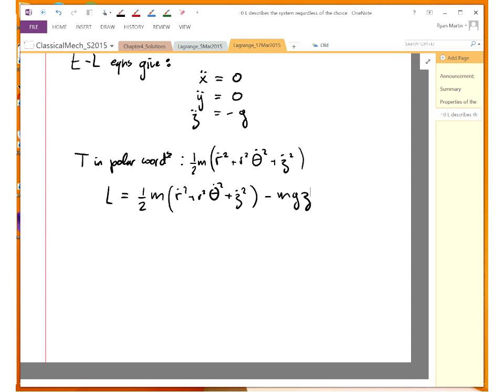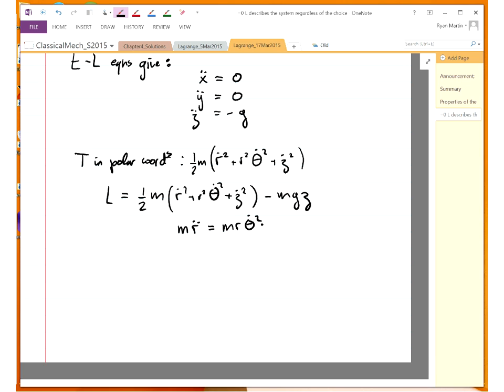And so now if you apply the Euler-Lagrange equation to this, you do ∂L/∂r dot. There's only one term with r dot, so that's going to give an m r double dot. And then it's minus ∂L/∂r, so there's an r squared theta dot term. And if I move it to the other side, I'll end up with m r theta dot squared.